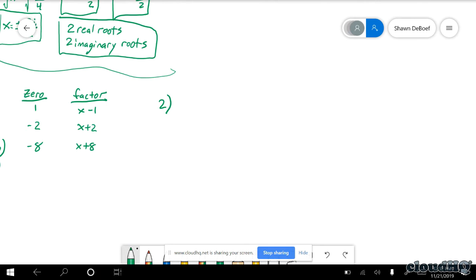Same set of instructions, but now let's look at f of x equals 3x to the 5th minus 8x to the 3rd plus 2x minus 4. That one is not factorable by grouping either.